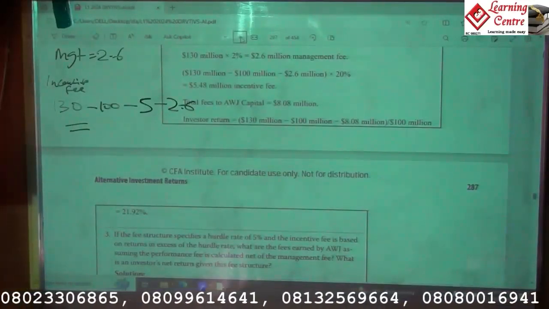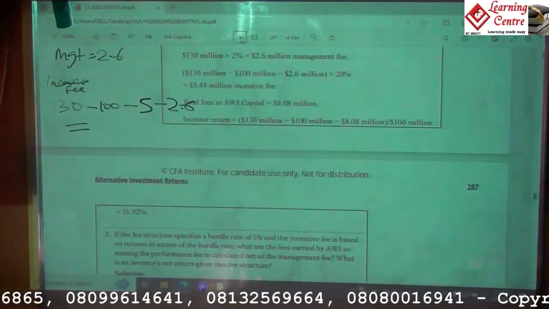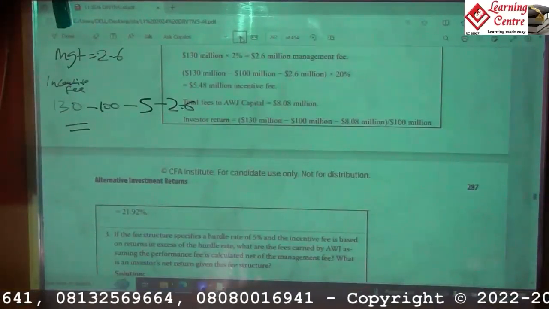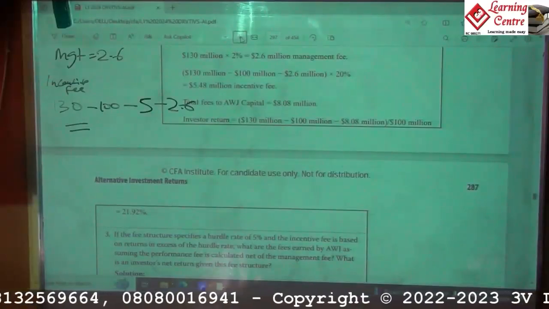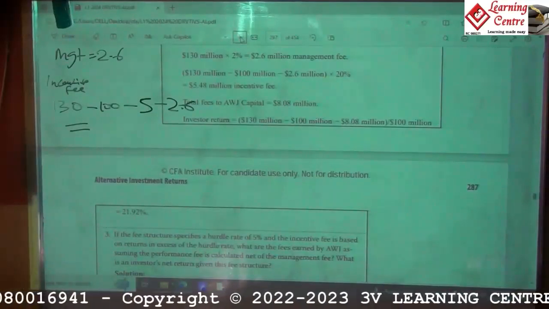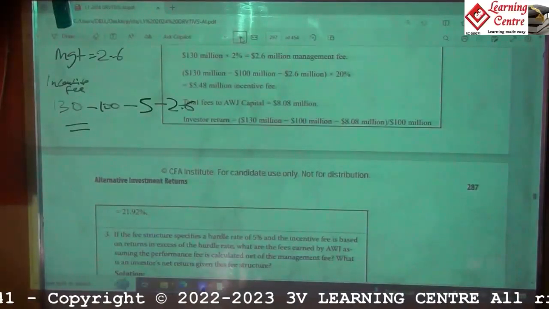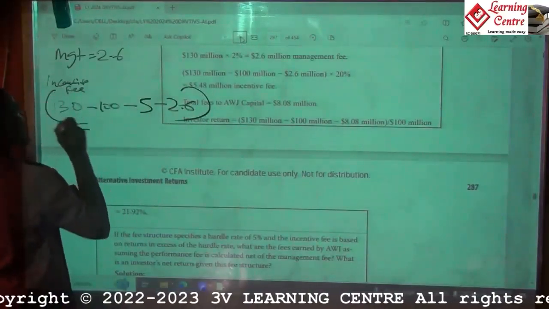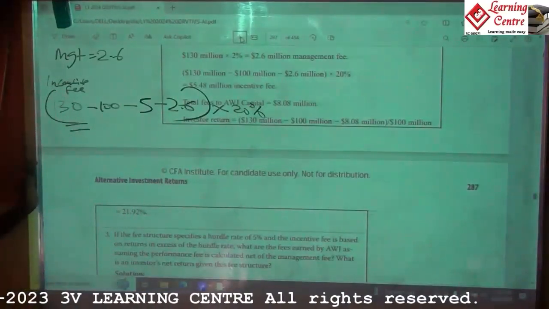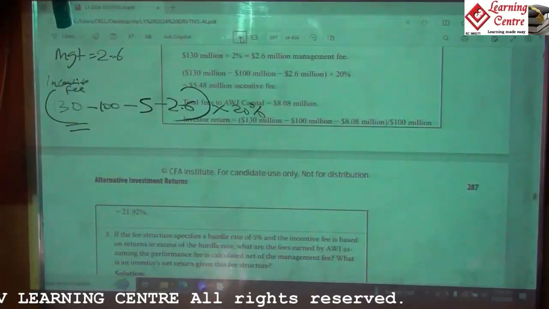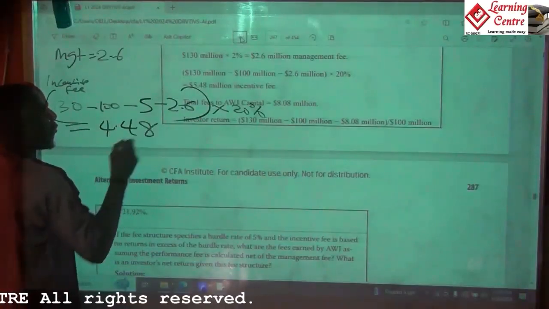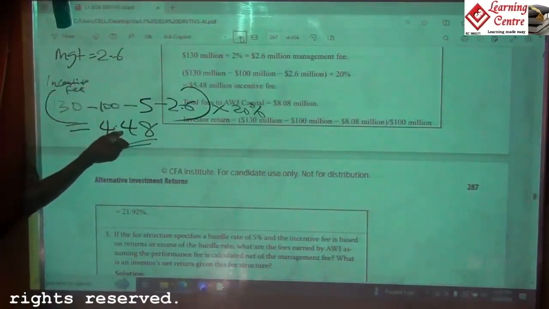22.4 million in the question. No, the incentive fee: 130 minus 100 minus 5, times the 20%. What is our incentive fee? 4.48. So from here, your total fee is the 2.6 plus 4.48.